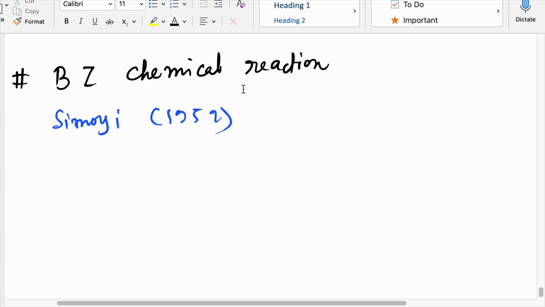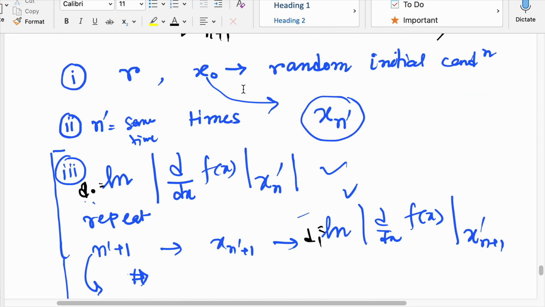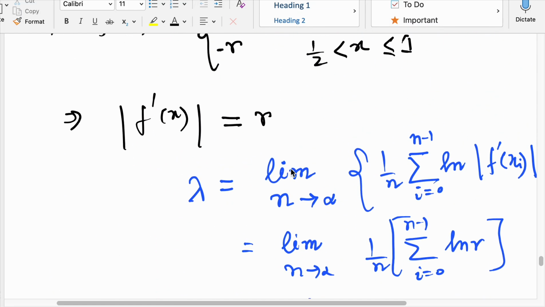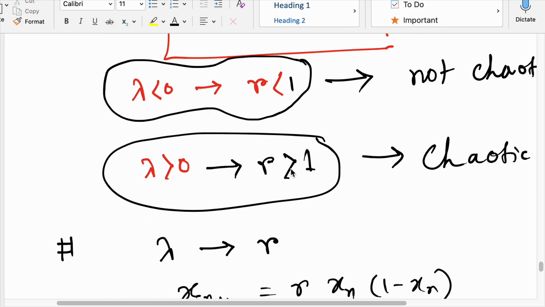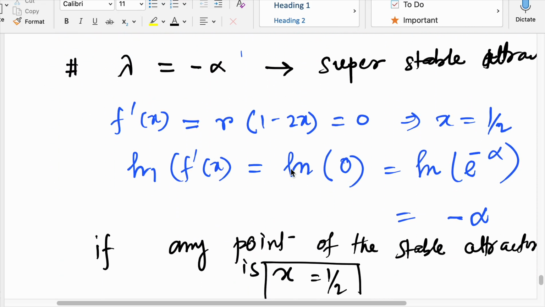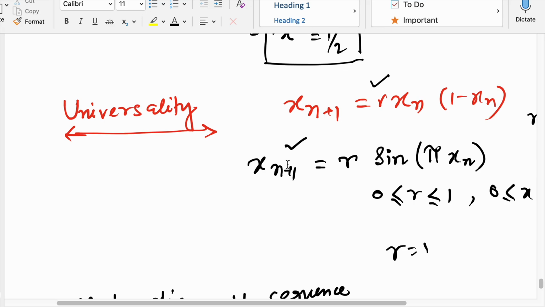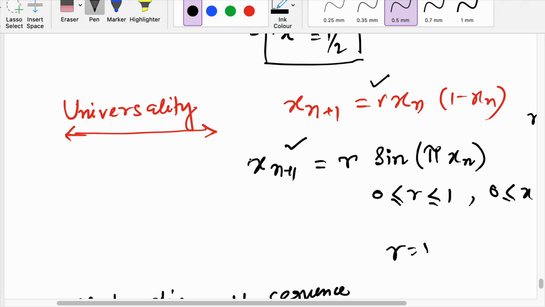Yeah, then let's start. What we have studied in the previous class is that not only does this logistic equation have a bifurcation diagram, but its bifurcation or orbit diagram looks similar to that of another complicated-looking map, r sine pi xn. For both of these two cases the bifurcation diagram looks similar.